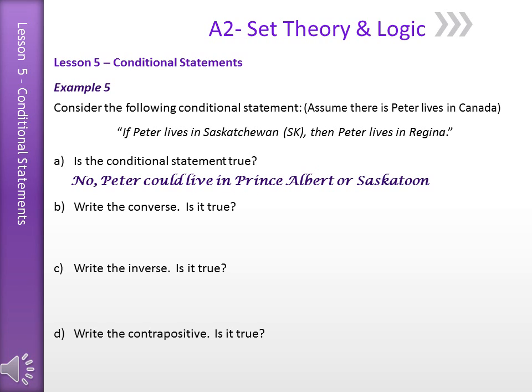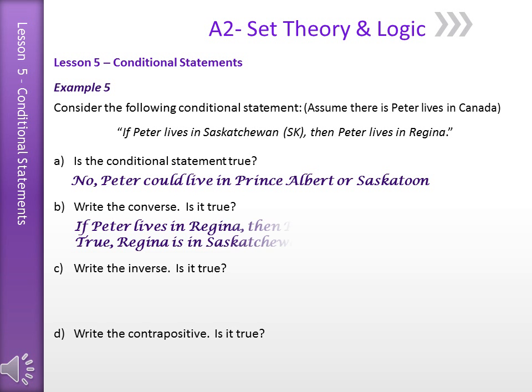B, write the converse. Is it true? If Peter lives in Regina, then Peter lives in Saskatchewan. Well, this is true because Regina is in Saskatchewan.